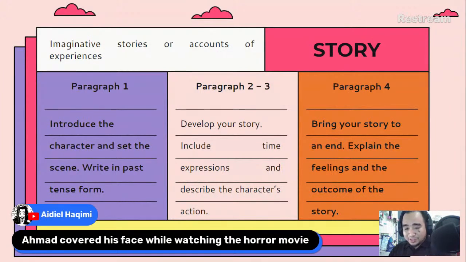Okay, this is a good one. Ahmad covered his face while watching the horror movie. Nakut rupanya Ahmad ni. Okay, so Ahmad covered his face. You don't say whether he covered his face because he fell asleep ke, he is afraid ke, he is embarrassed ke, but you mention Ahmad covered his face. So imagine people covering their face while watching a horror movie. Okay, so you know that he is afraid. Okay, unless he covered his face sebab dia curi popcorn orang sebelah. Covering his face, taking the popcorn from the person next to him.